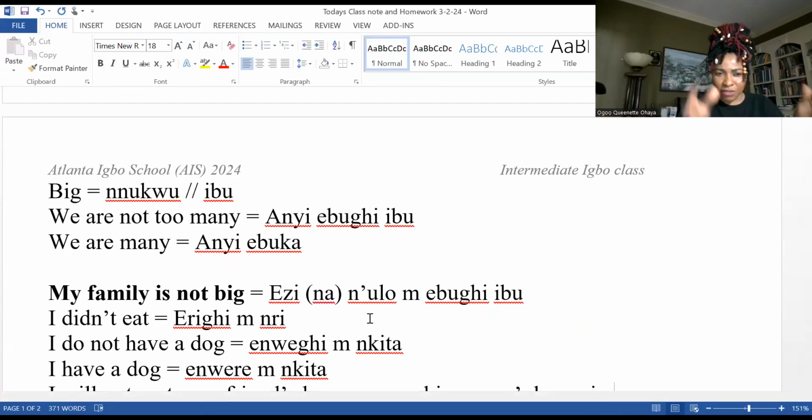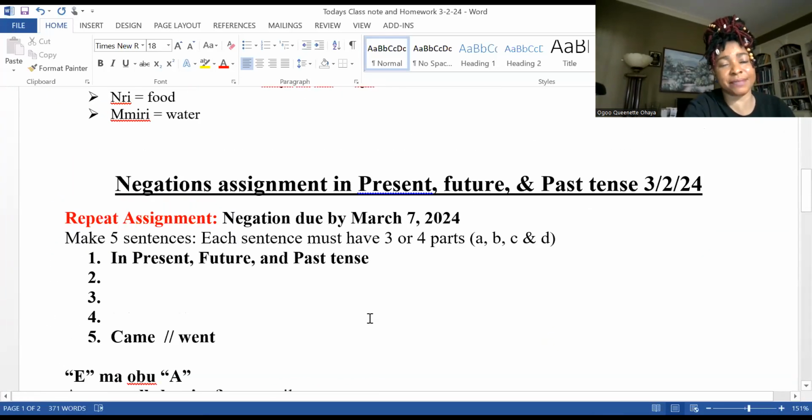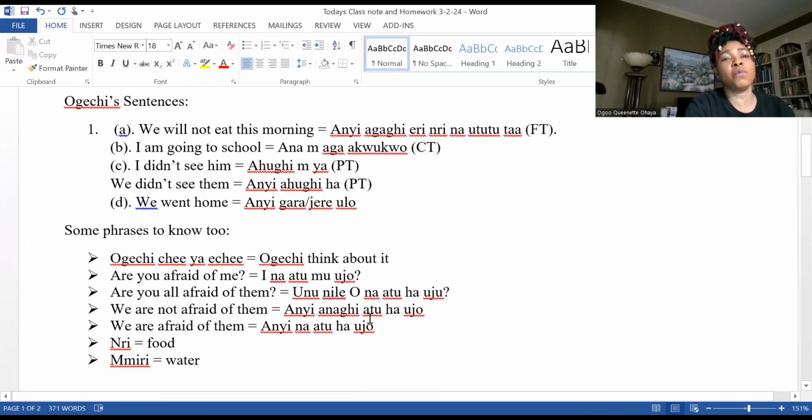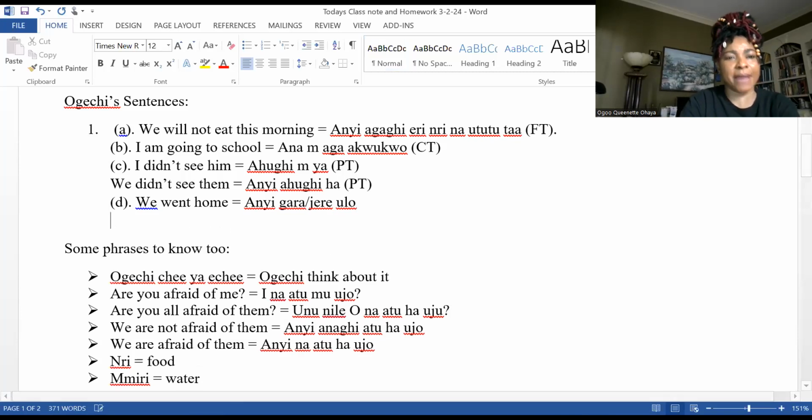So I want to see that because I want to make sure you know how to say it in both ways. Just because both of them are past tense doesn't mean you're going to word them the same way. When you say went is different, came is different. When we did it in class, we said something like, we went home. Anye gara maobu anyi jere ulo. You see that? We didn't see them. Anya hoge ha. Okay, we came. If you add here, we came, it's supposed to be anye biara.